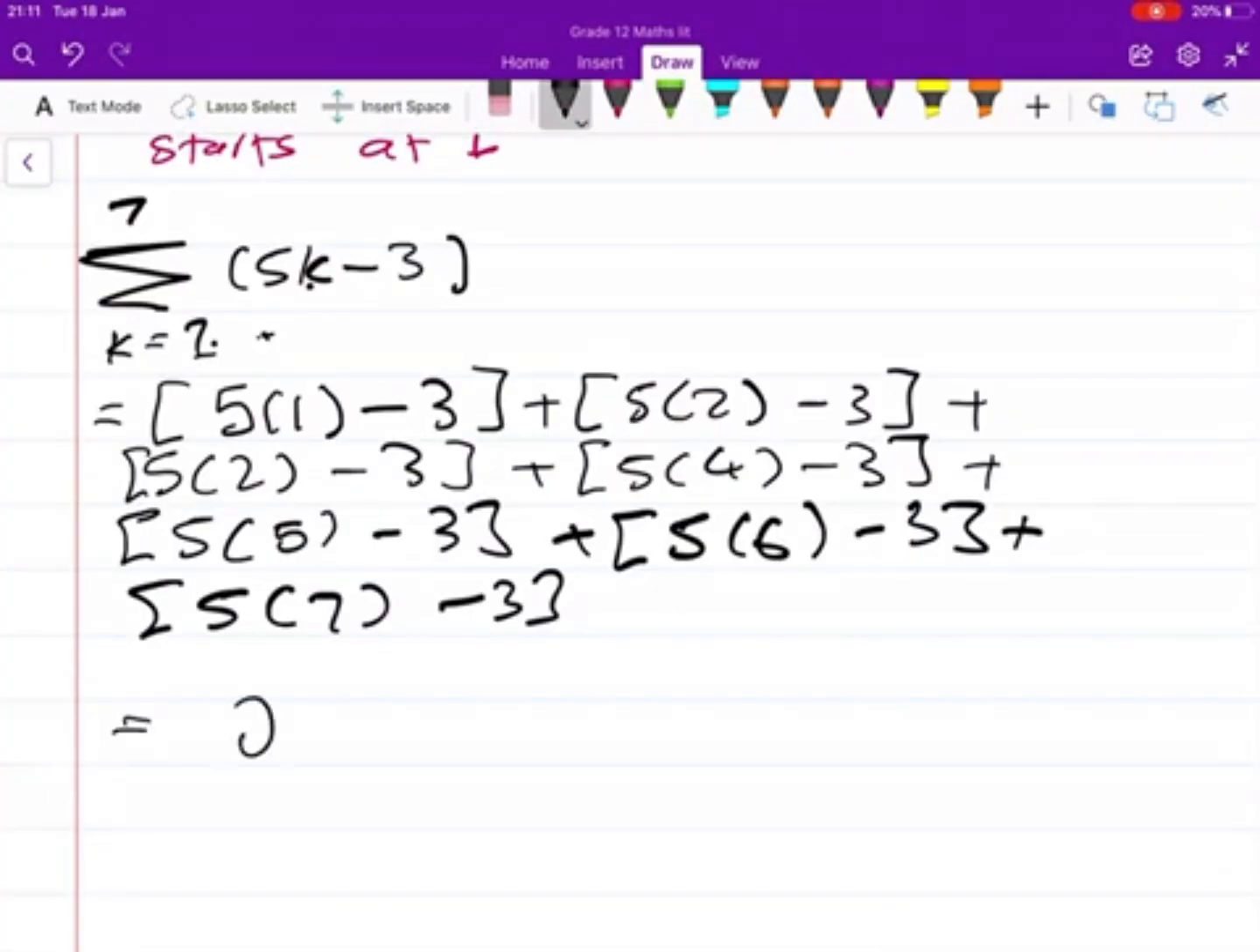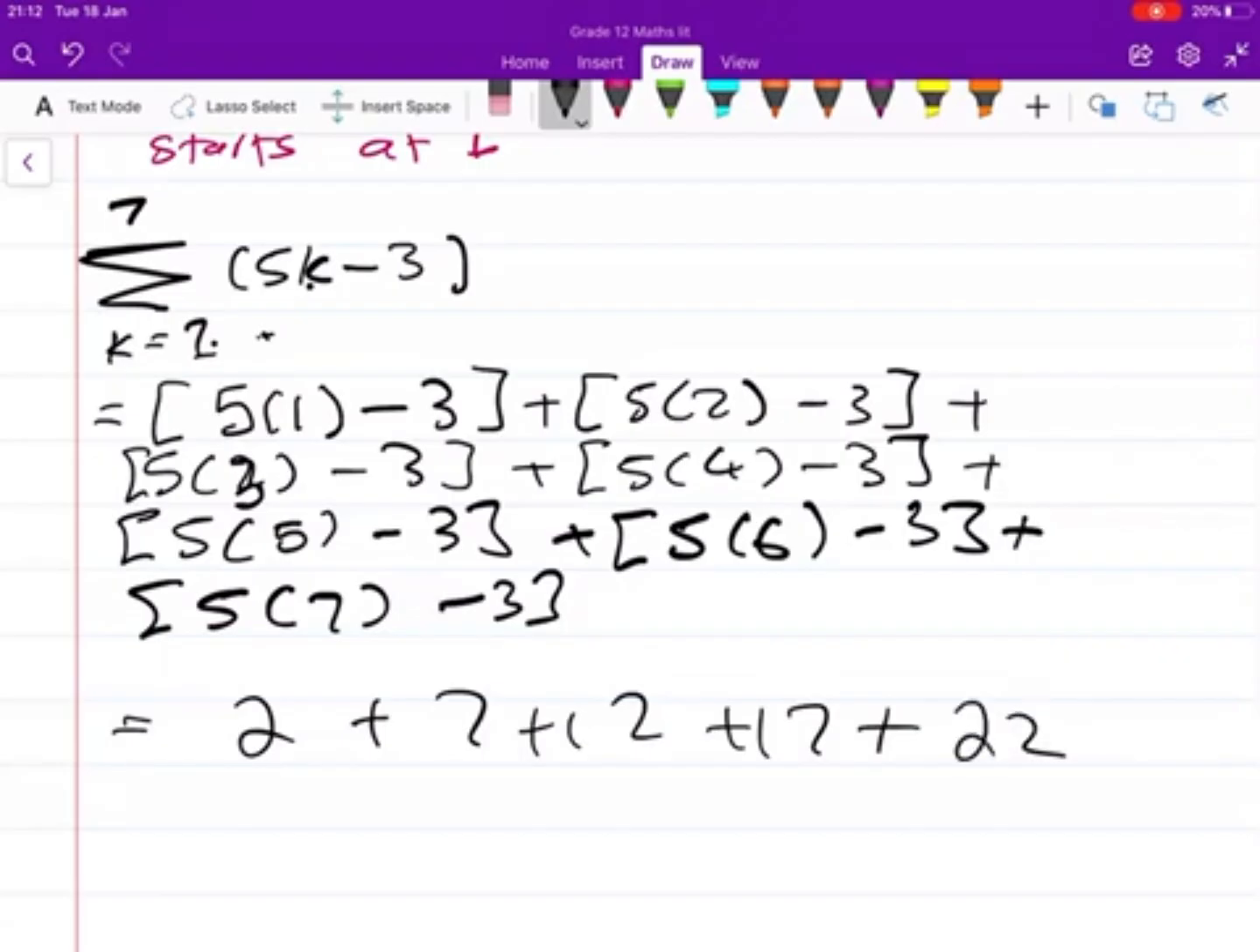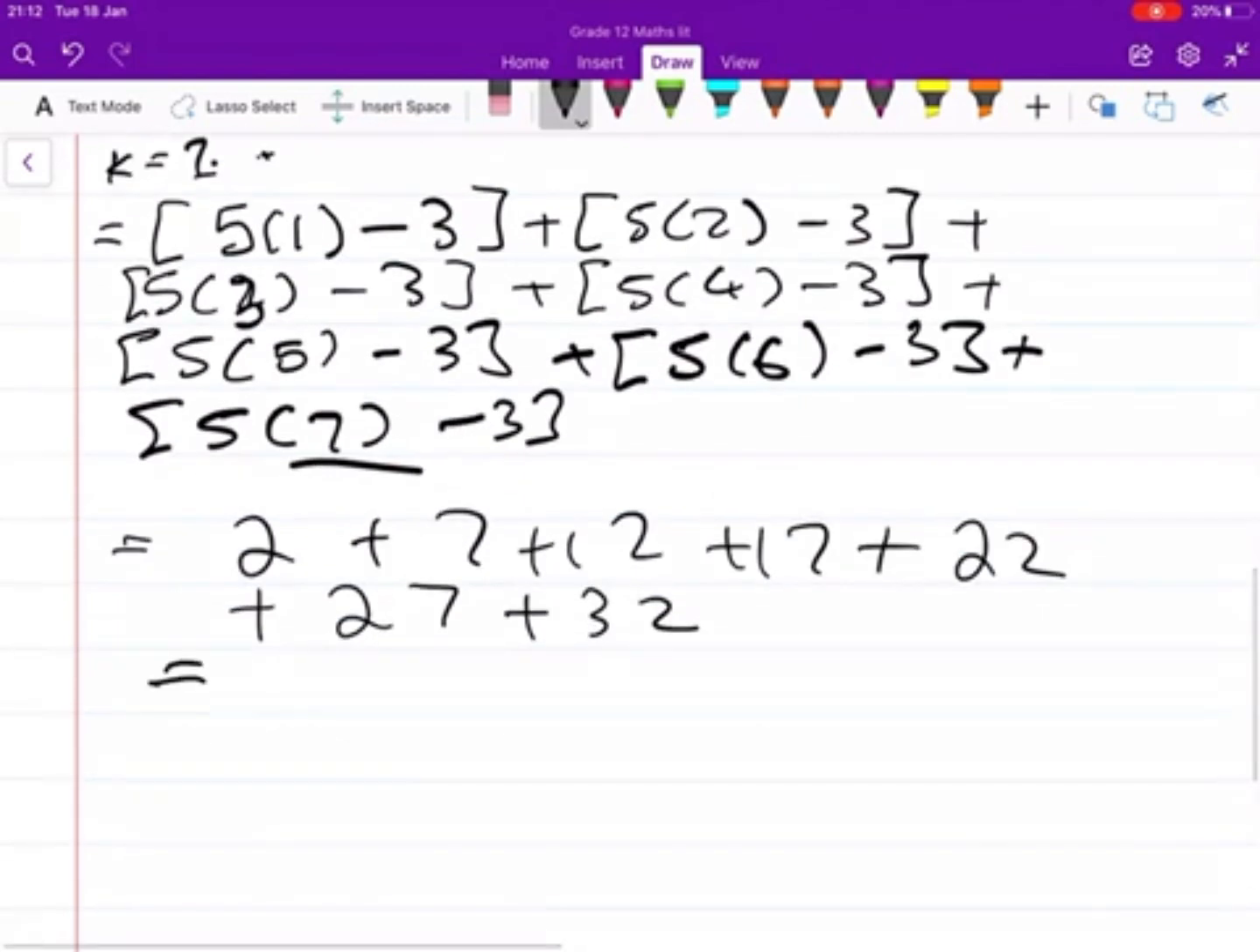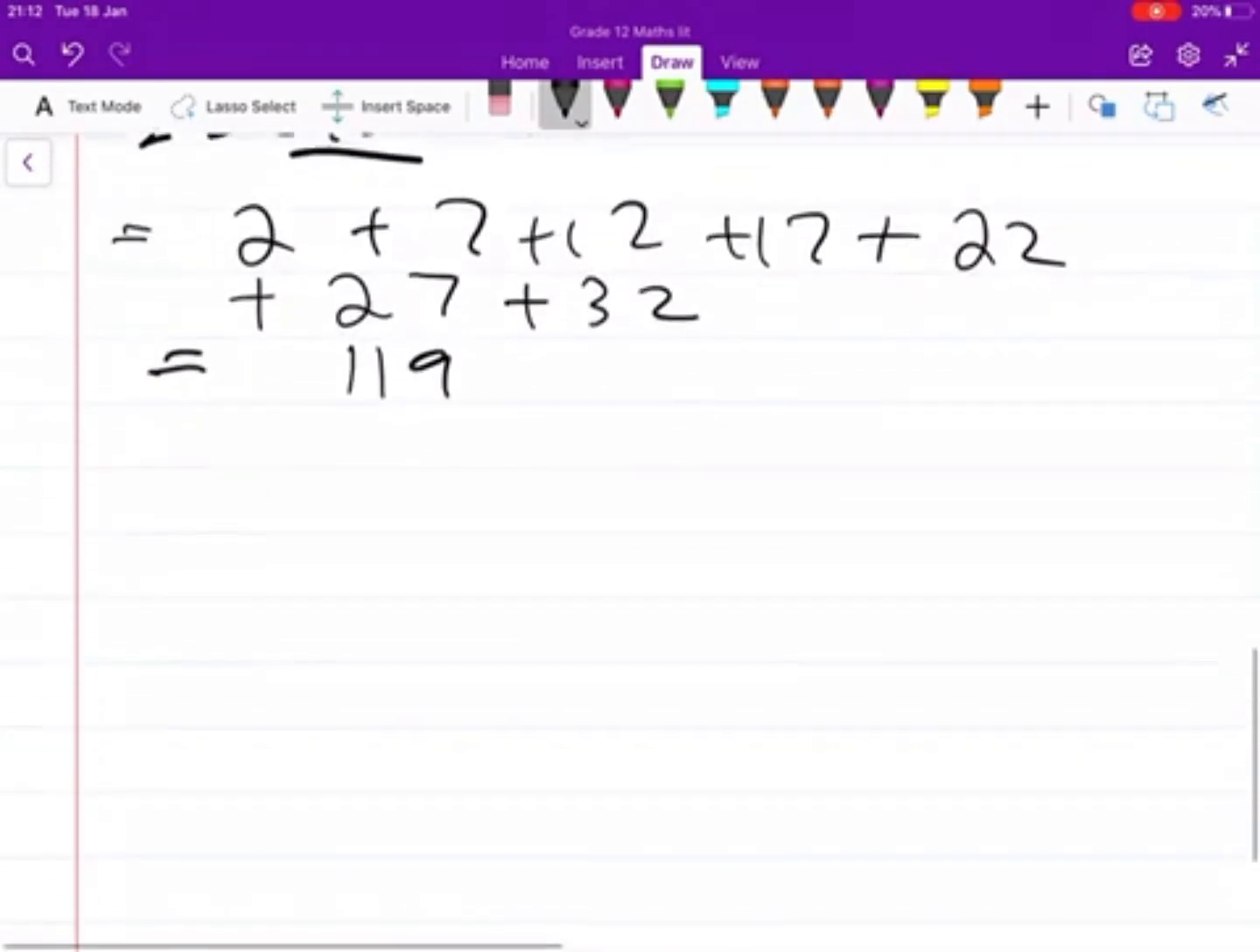5 times 1 minus 3 is just 2. 5 times 2 minus 3 is just 7. 5 times 3 minus 3 is just 12. 5 times 4 minus 3 is just 17. 5 times 5 minus 3, that's 25 minus 3, which is 22. Then 5 times 6 is 30 minus 3, which is 27. And of course 5 times 7 minus 3 is 32. If you add all of this, you'll get 119. I hope that made sense to you.